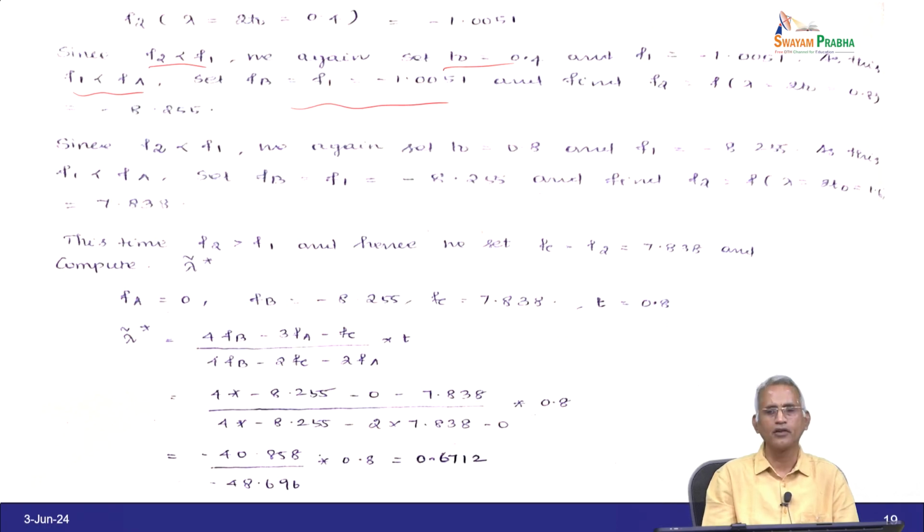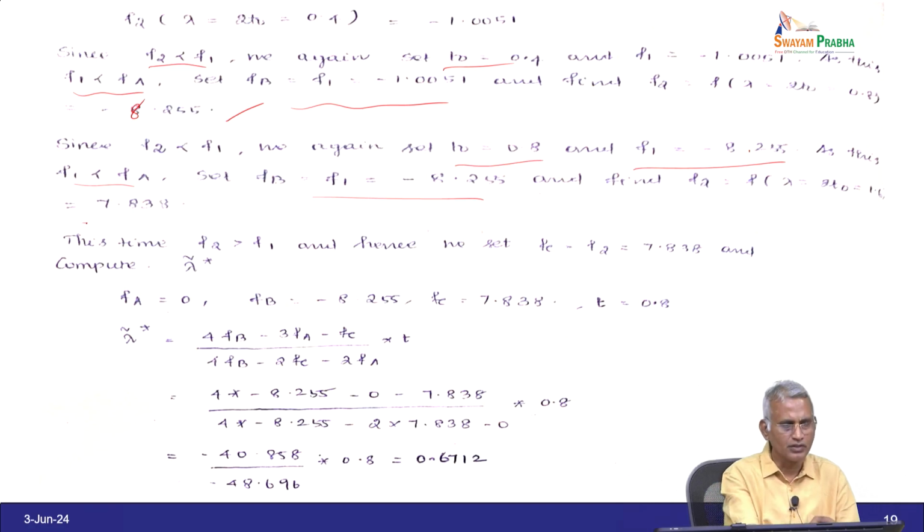Find F2 equal to F of lambda equal to 2 T naught. T naught is 0.4, 2 into 0.4 is 0.8, and substituting in the given function lambda by log lambda equal to minus 8.255. Compare with F2 and F1. F2 is less than F1, we again set T naught equal to 0.8 and F1 equal to minus 8.255, as this F1 is less than FA. So, FB equal to F1 equal to minus 8.255. Therefore, F2 equal to F of lambda equal to 2 T naught, which is equal to 7.838.